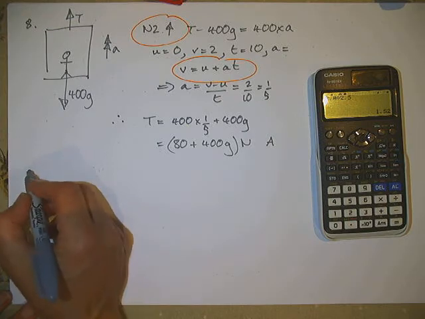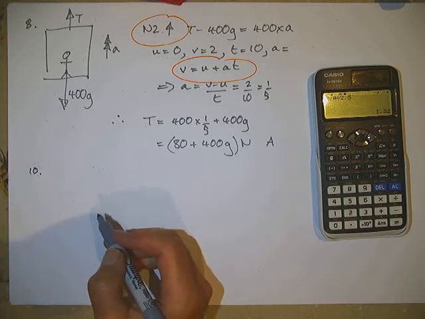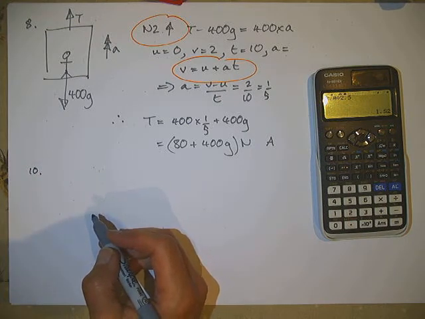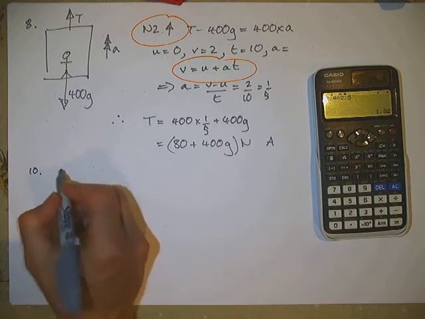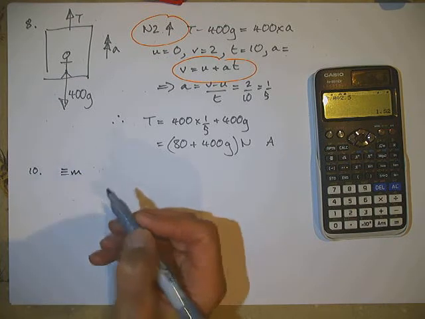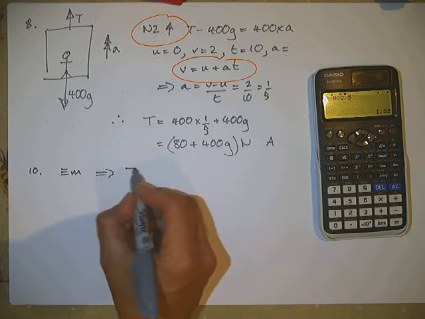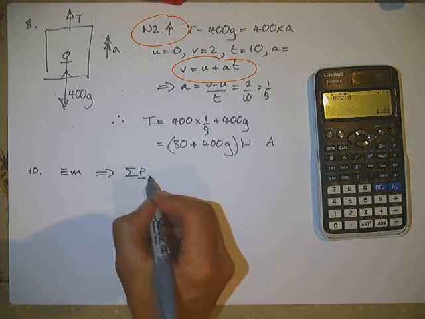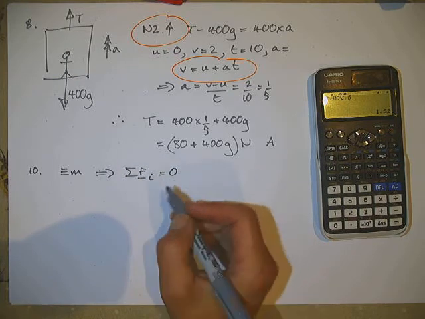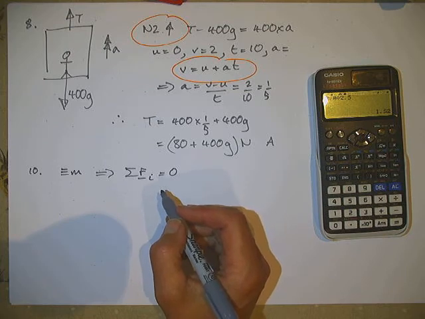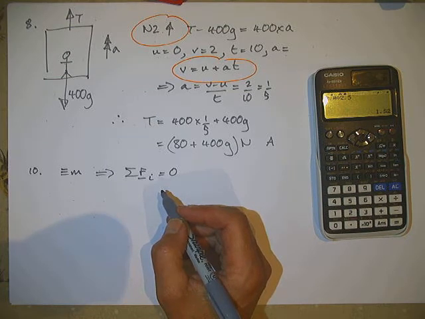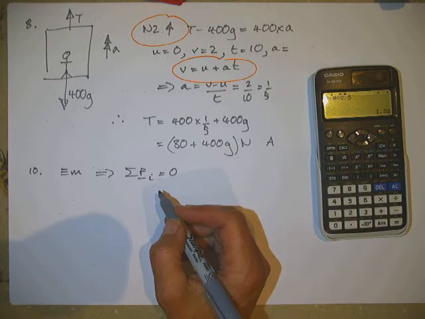Question 10. Right, by now hopefully we're spotting keywords, clue words. A body rests in equilibrium. Equilibrium implies all the forces balance. On a smooth floor, no friction. 4 children pull the box. They use 3 light extensible ropes, all in the horizontal plane. The tensions in the rope are shown in the diagram.